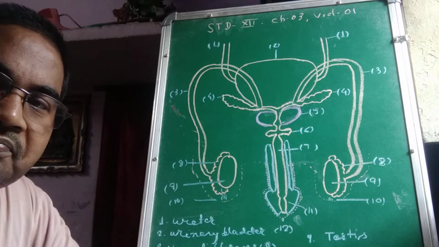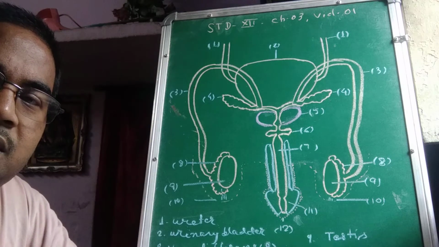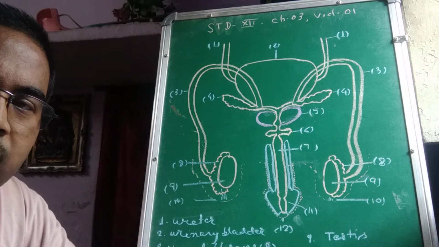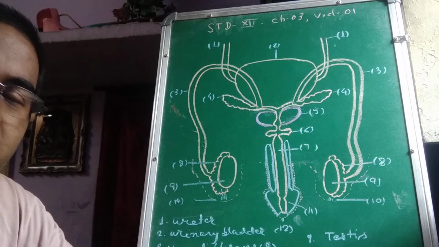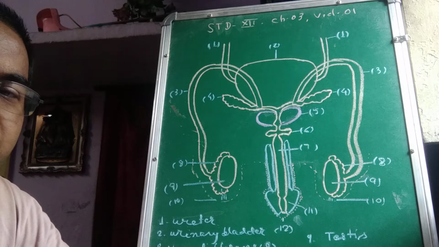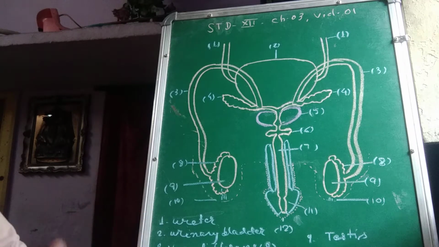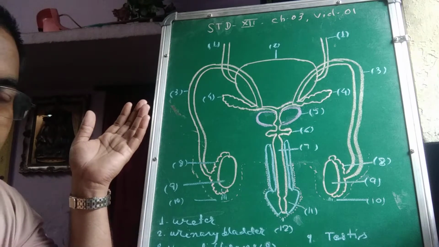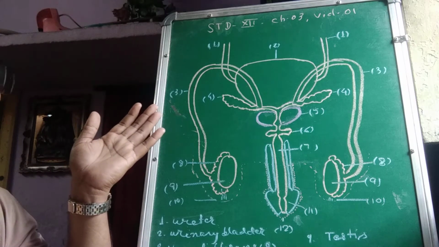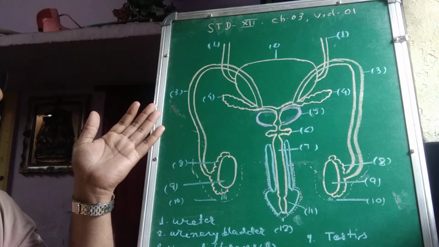Good morning. Today we are going to study chapter 3 of class 12, human reproduction, and the first topic to be studied in this chapter is the structure of the male reproductive organ. Dear students, the diagram of the male reproductive organ has so many parts.